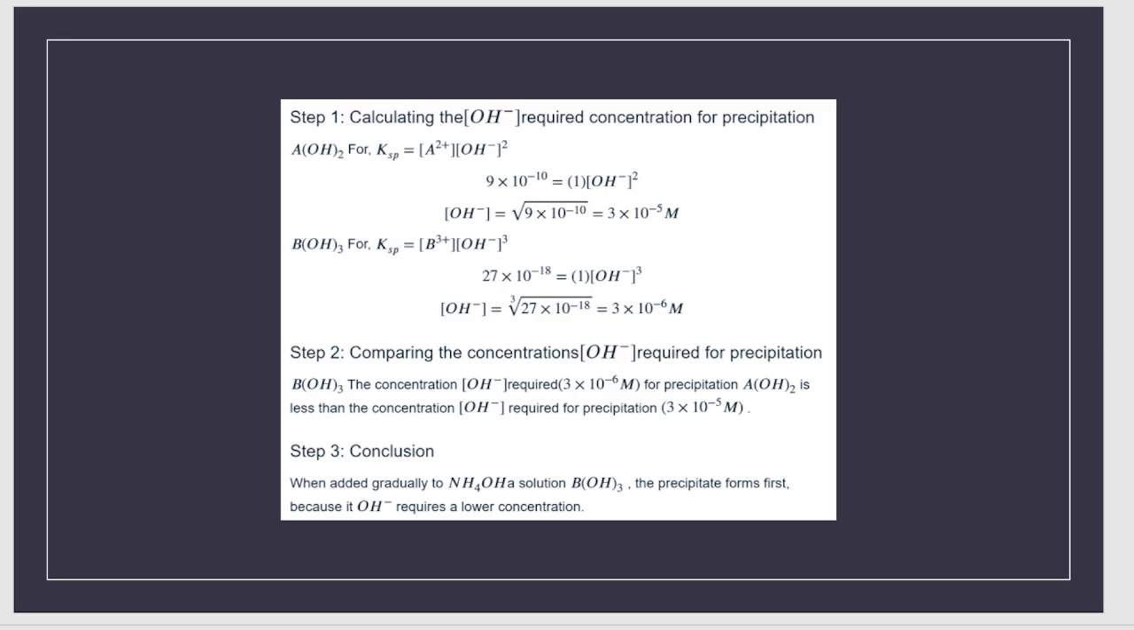Okay, so here if we compare the OH minus ion concentrations, it is less in the case of hydroxide of B, and hence hydroxide of B precipitates out first. Okay, now let's move to the next case here.